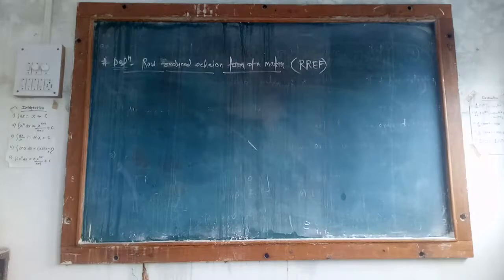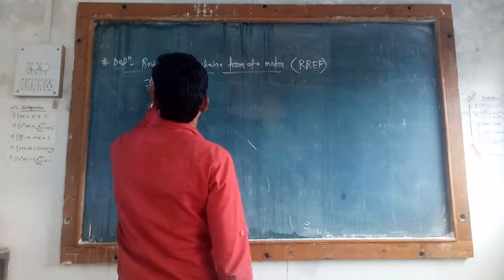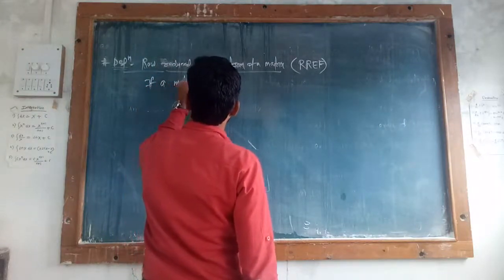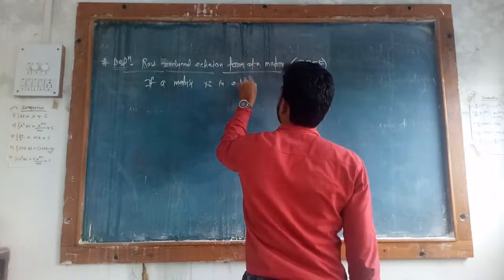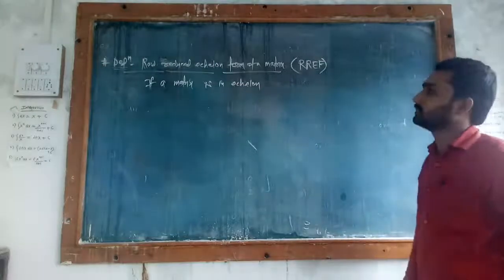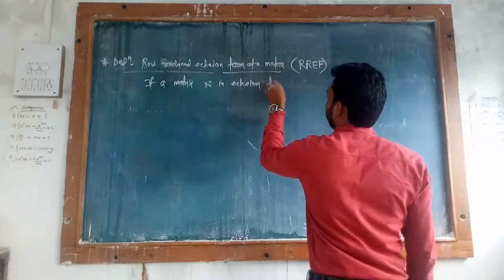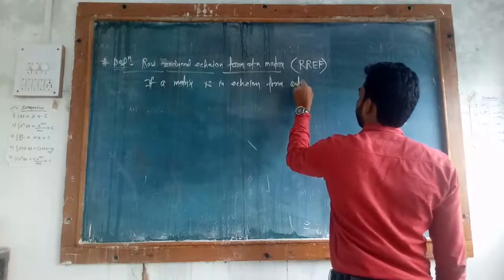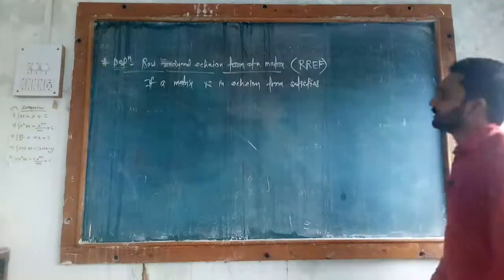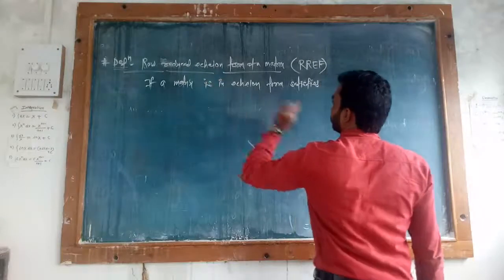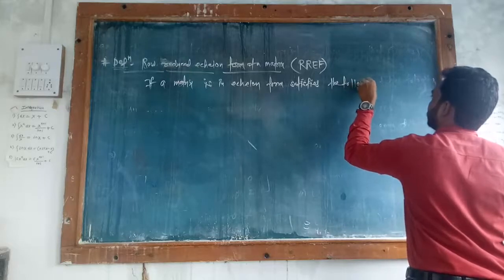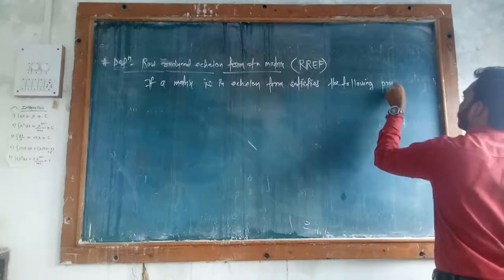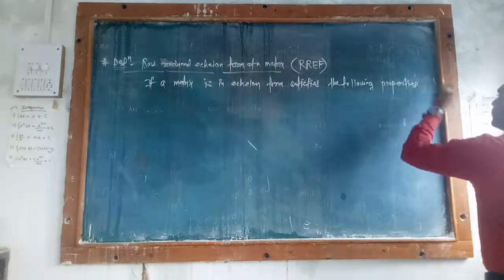So let us define. If a matrix is in echelon form, and it satisfies the following properties, then it is in row reduced echelon form.